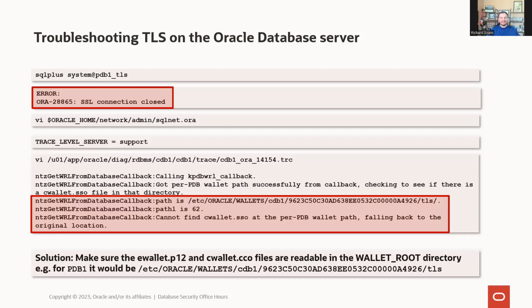And again, that 9623 number is the global UID for my pluggable database. So I'd have a directory under each of these wallet root locations, that CDB1 location, for each of my pluggable databases. And inside that TLS directory is where I would store that c-wallet, e-wallet files.